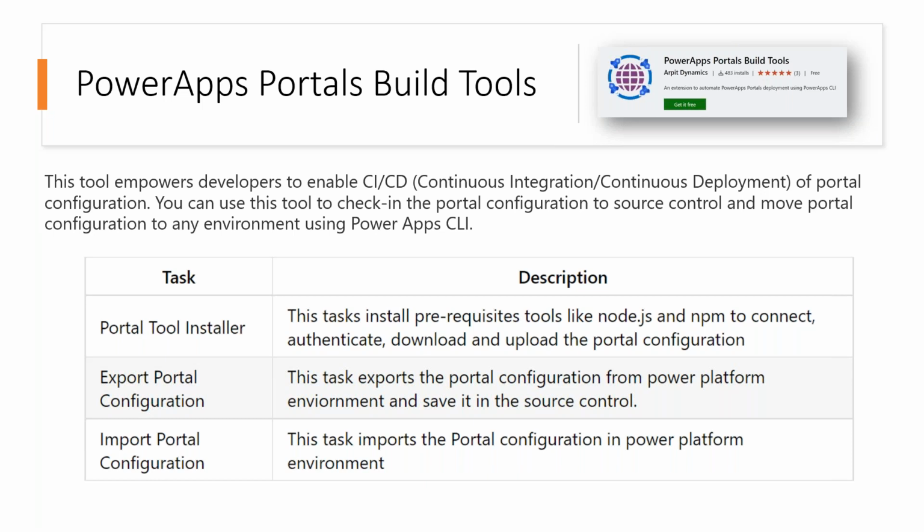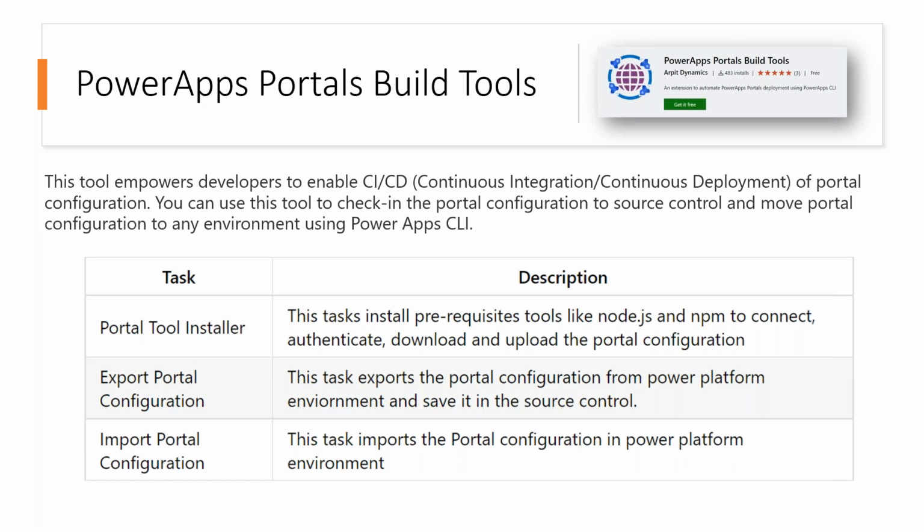The first task is the portal tool installer. So this portal tool installer does nothing else; as I told you, it installs all the prerequisites, all the tools like Node.js and the npm command, just to run the Power Apps CLI on the virtual machine. Okay, so it downloads Node.js and npm, and then authenticates, downloads, and uploads all the portal configuration.